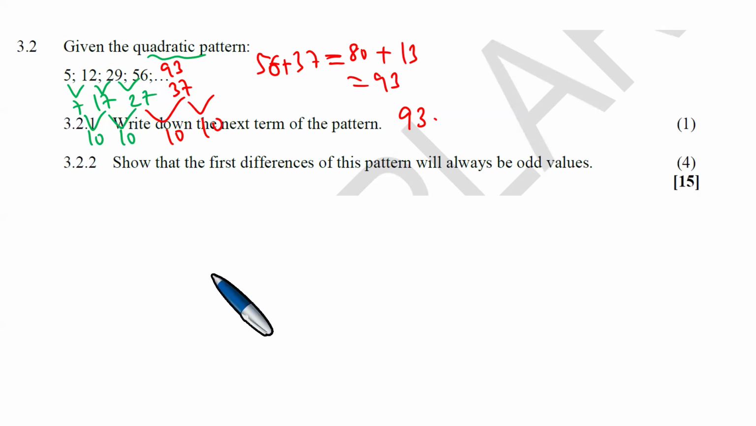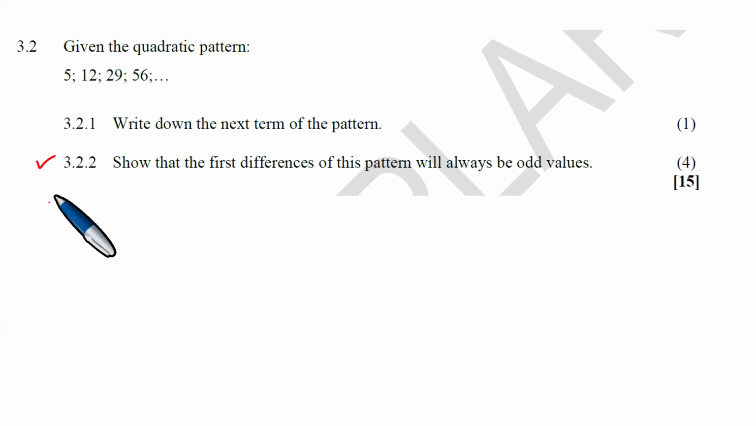And you look at the next question as we solve the simple step. We look at 3.2.2. Show that the first differences of this pattern will always be odd values. So let's check that one. Okay, in 3.2.2, well, it will always be odd values. But now the first differences. So now we must deal with the first differences like we've done before.